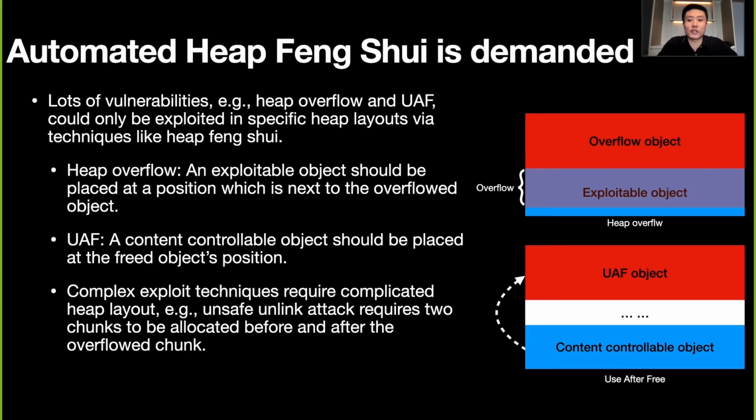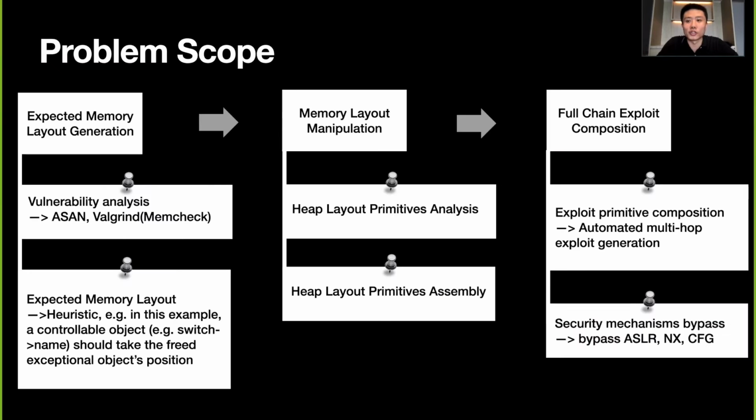Especially the vulnerabilities on heap. Automated heap Feng Shui is needed. It is because the vulnerabilities on the heap can only be exploited in a specific heap layout. For example, for a heap overflow vulnerability, an exploitable object should be placed at a position next to the overflowed object, so the sensitive pointers in the exploitable object can be controlled.